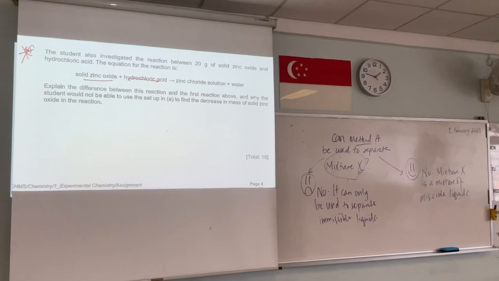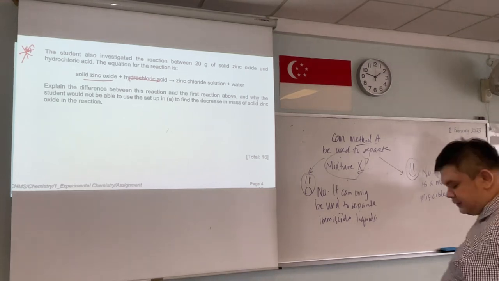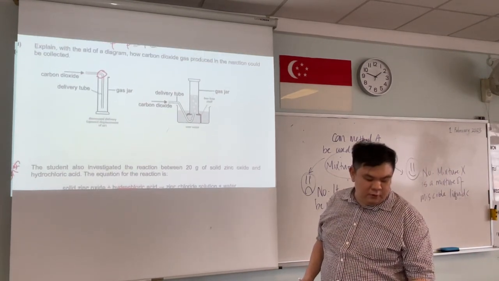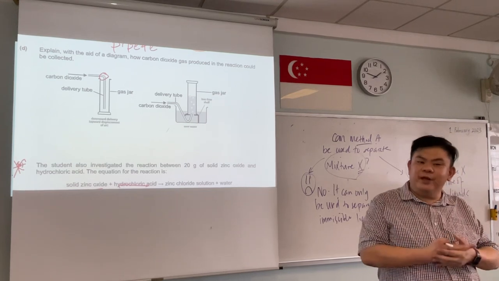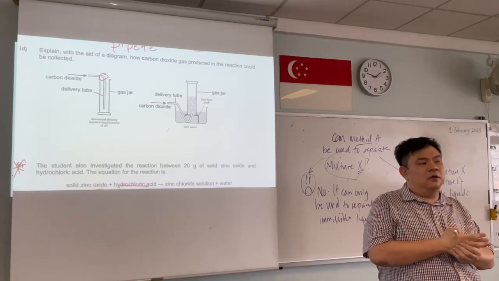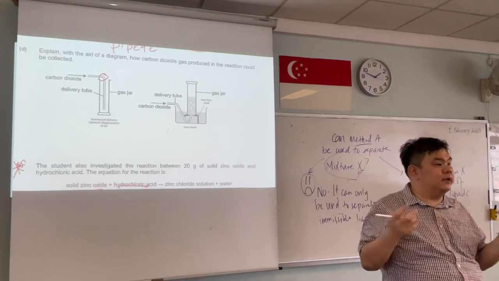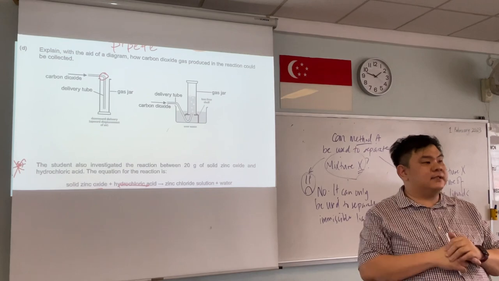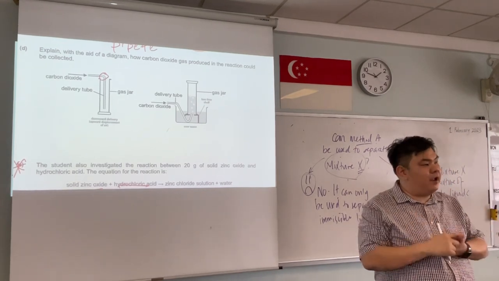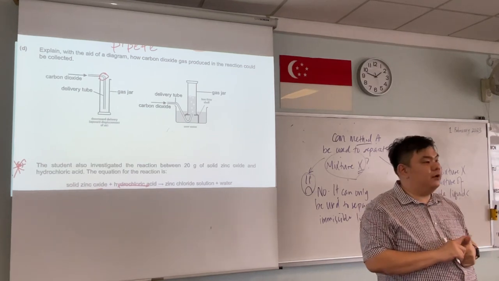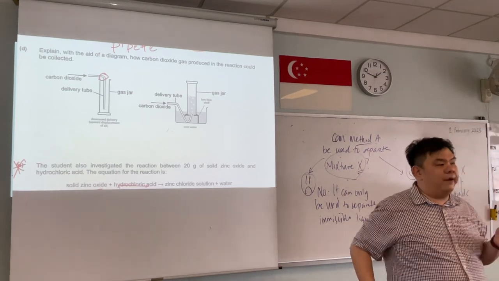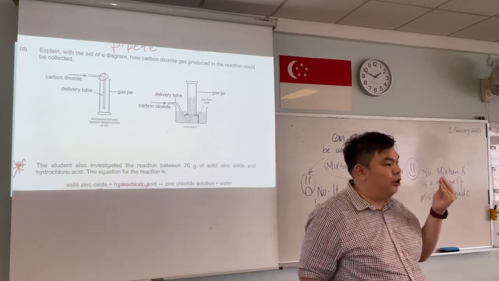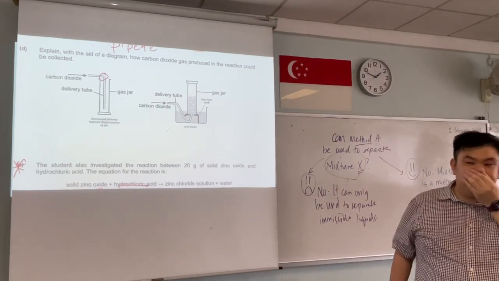Oh, did I miss the explanation? Sorry, I missed out the explanation. You have the diagrams already: how carbon dioxide produced in the reaction could be collected. What are your considerations when deciding what method to use to collect the gas? The density, and whether or not it is soluble in water. These are the two key things. As long as your explanation says carbon dioxide is denser than air, therefore you can use downward delivery. If not, then tell me carbon dioxide is not very soluble in water, therefore you can use upward displacement of water. Any questions?